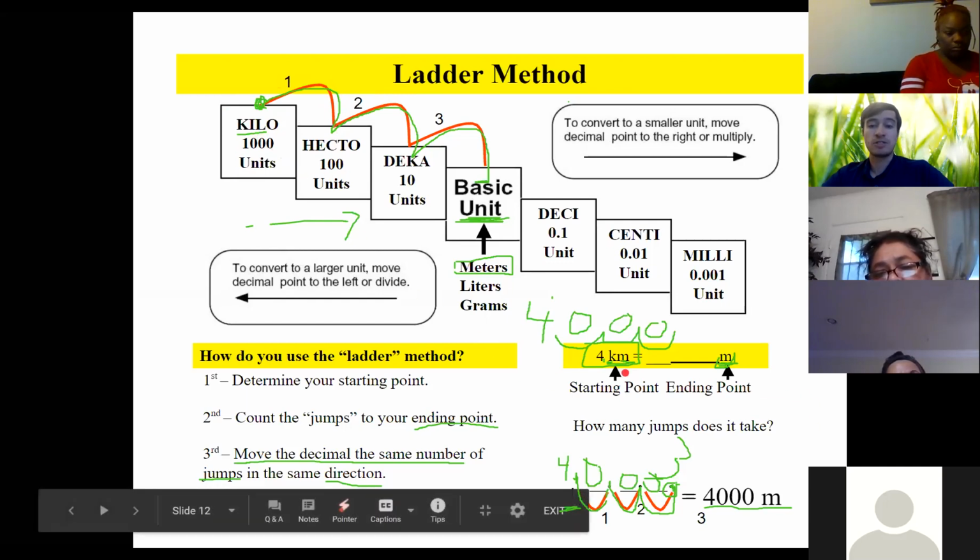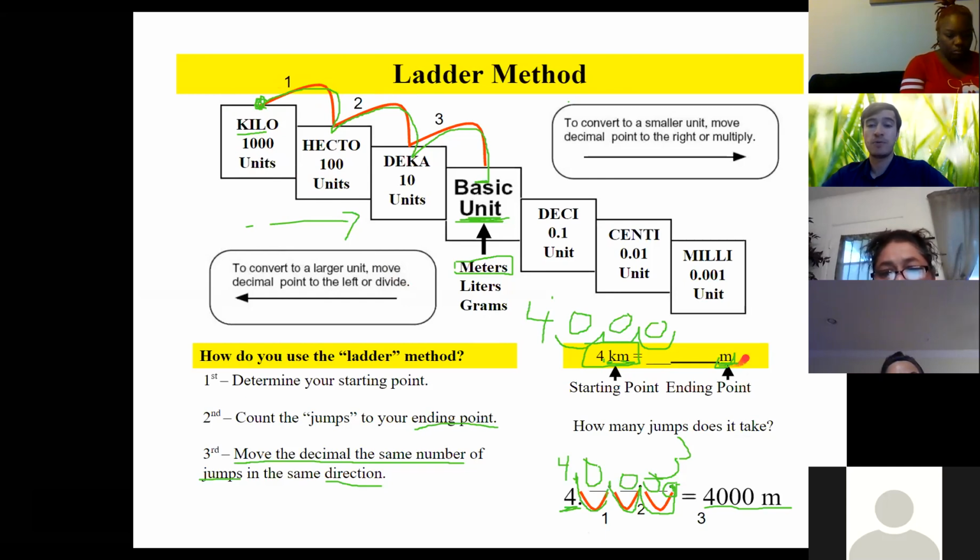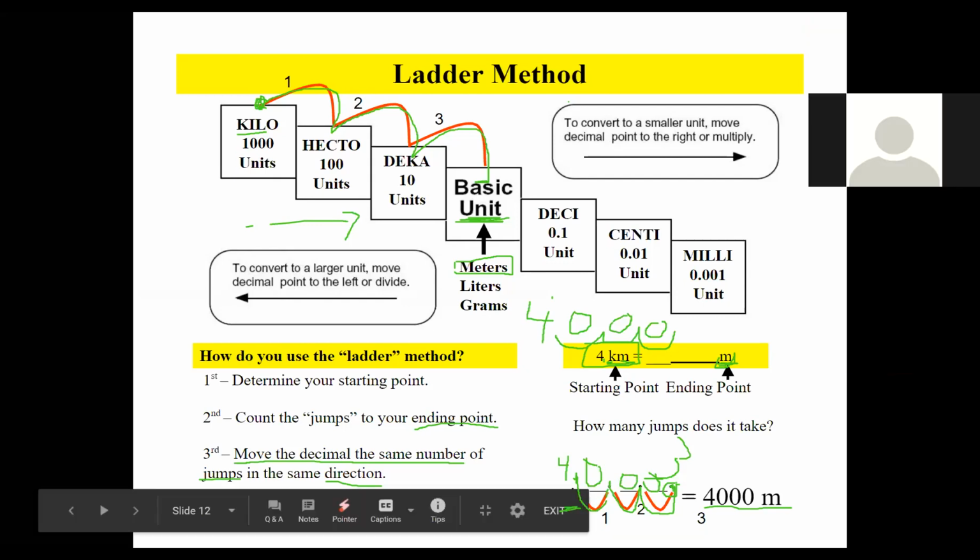So in this case, our starting point is kilometers and our ending point is meters, so we're going to jump to the right. If our ending point was meters, but our starting point was something like millimeters or centimeters, then we'd have to jump to the left. And we'll do some examples of those in a little bit, I promise. All right, good question to start off with.